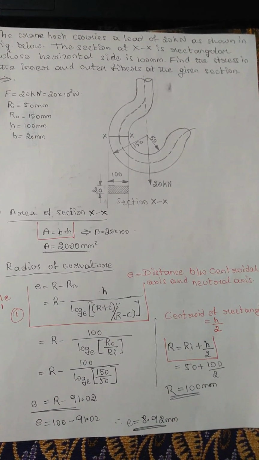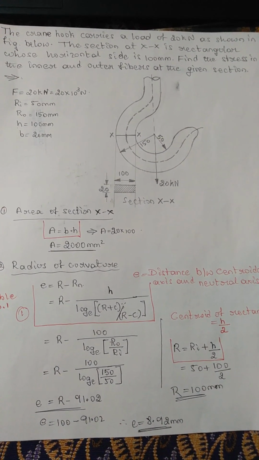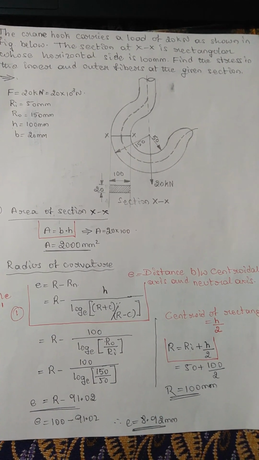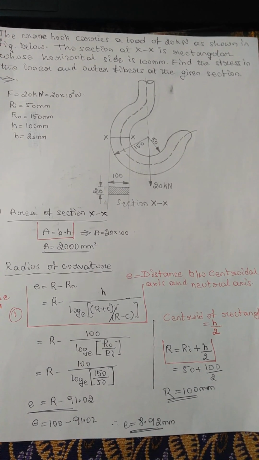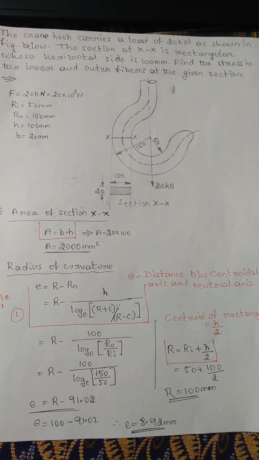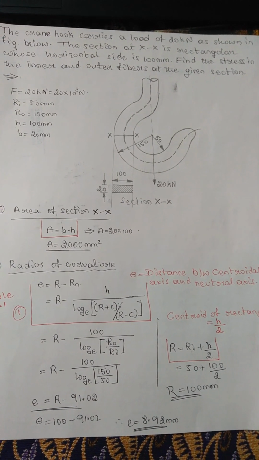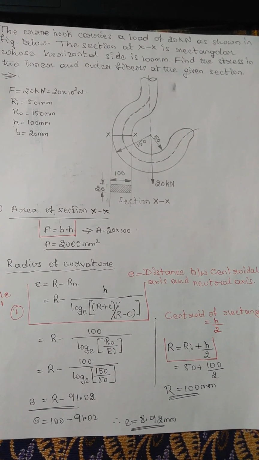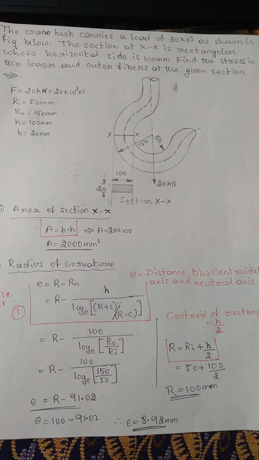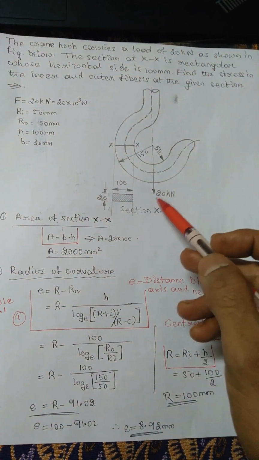Hello friends, in my previous video I solved a problem on trapezoidal section, and in this video we'll solve one on rectangular section. The problem definition: the crane hook carries a load of 20 kilonewton as shown in the figure.